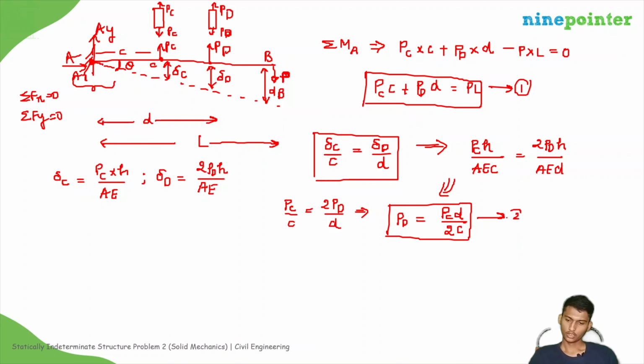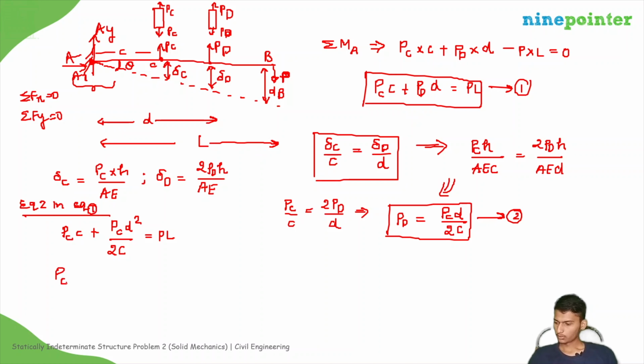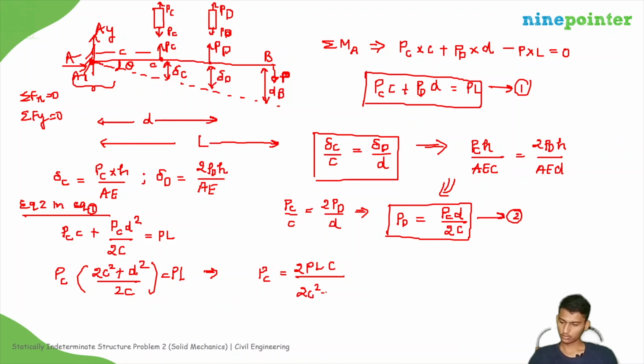Okay. This is one more equation we have. This is equation 2. So let us apply equation 2 in equation 1. So then PC into C plus PD into D, so PC D square divided by 2C, equals PL, right? If you take PC common, this will give rise to PC times C plus D square divided by 2C equals PL. That will give rise to PC equals 2PLC divided by 2C square plus D square. Okay. So this is PC.